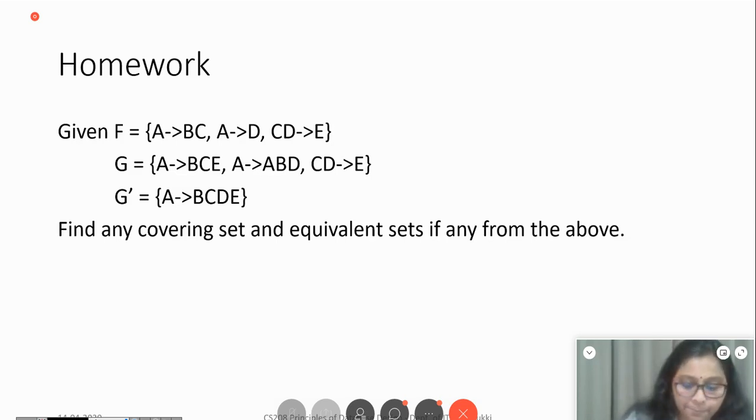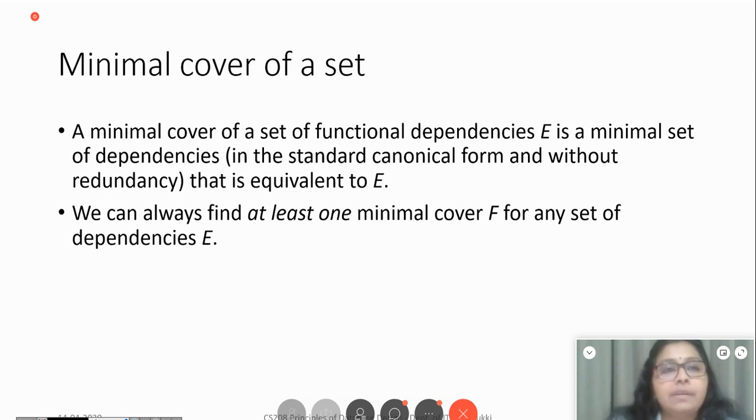Okay. Now, this is the last topic that is scheduled for today. Minimal cover of a set. Okay. So we know what a cover of an FD set is. But starting from a cover, how do we find a minimal cover? So what does minimal mean? With as few FDs as possible, can we represent that same FD set, but this new FD set is still logically equivalent to the old FD set. So that minimal set, you call it as the minimal cover.